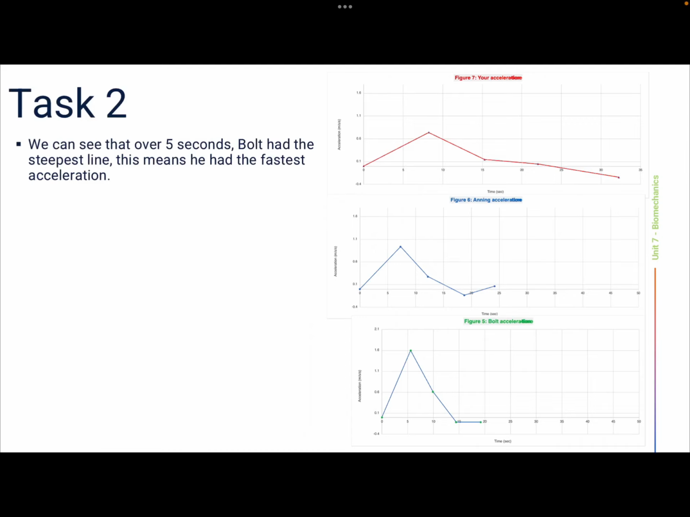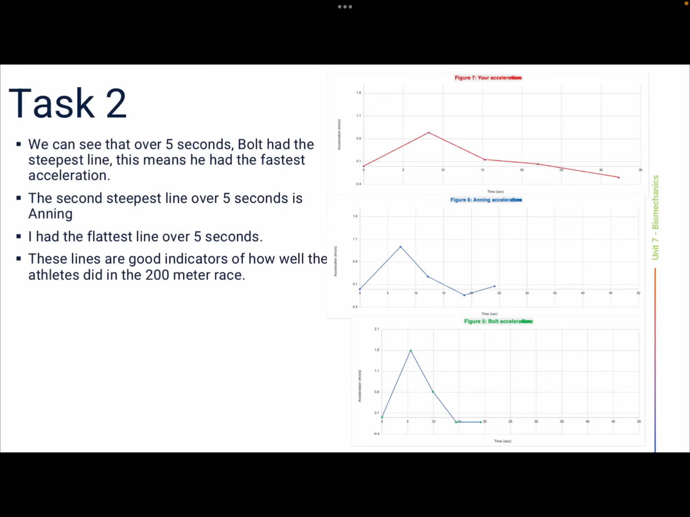We can see that over 5 seconds, Bolt had the steepest line. This means he had the fastest acceleration. The second steepest line over 5 seconds is Amber Anning. I had the flattest line over 5 seconds. These lines are good indicators of how well the athletes did in the 200 meter race.